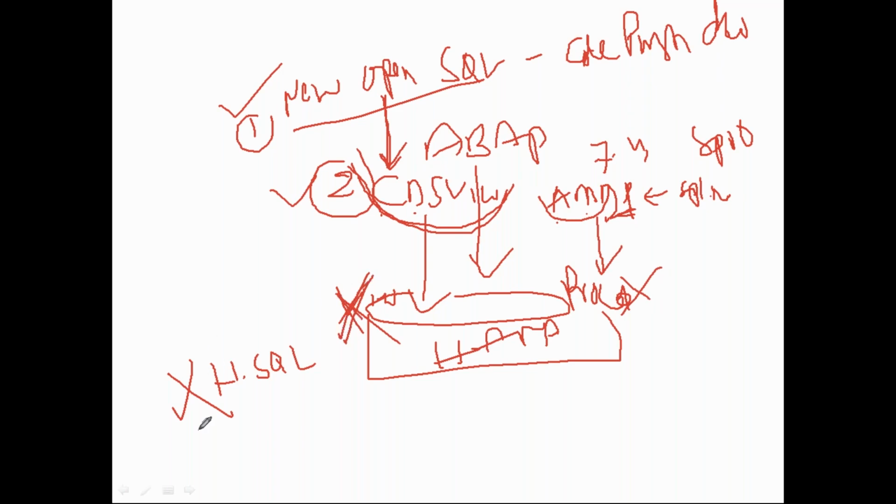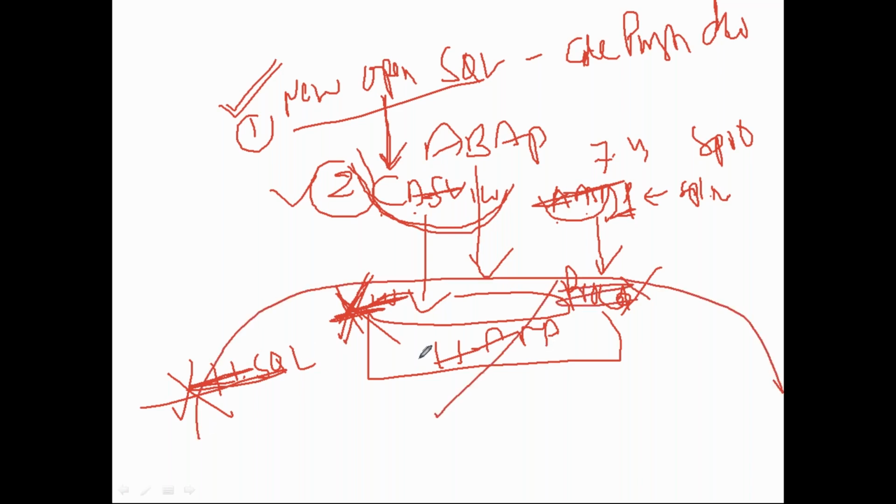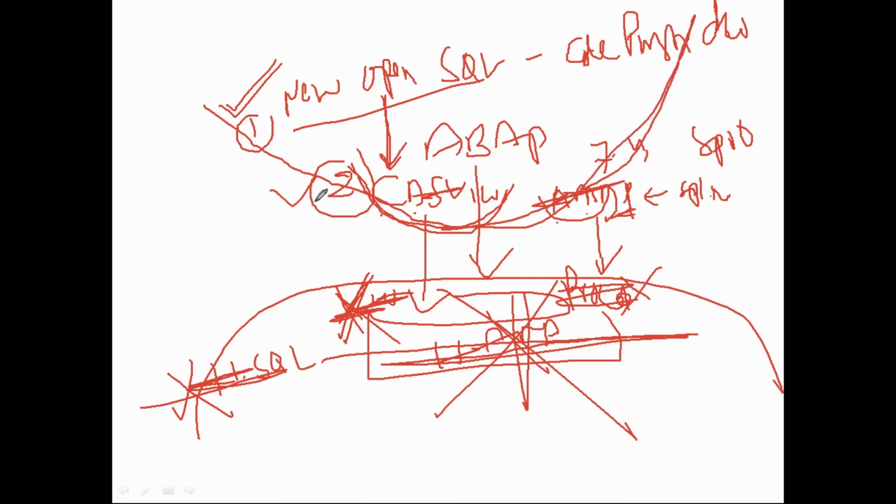I don't need to use HANA SQL, because my new OpenSQL is a replacement for HANA SQL. My CDS view is a replacement for the HANA view. My AMDP is a replacement for the procedure. So I don't have anything to do with that area now. Everything can be done through my area, our area, the ABAPer's area.